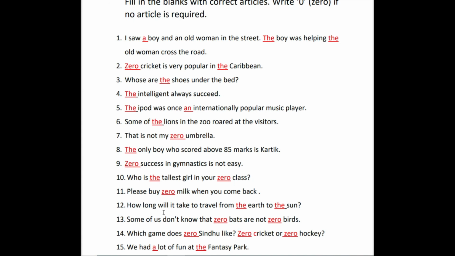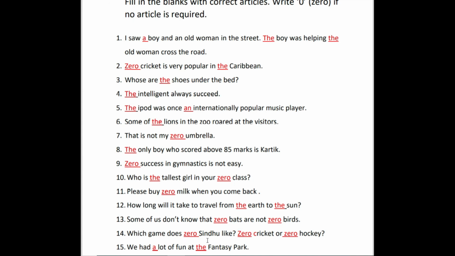Number 12. How long will it take to travel from the earth to the sun? One of its kind. Do you remember? This was also a very important point in the list of definite articles, that when we are mentioning something which is very unique, then we are supposed to write the with it. So the earth, the sun, they are only and only one. So we can write the before them. Some of us don't know that dash bats are not dash birds. Zero. Bats are not zero birds.